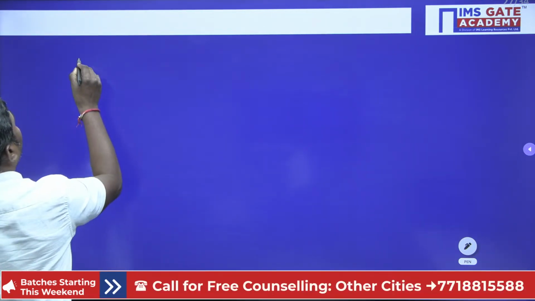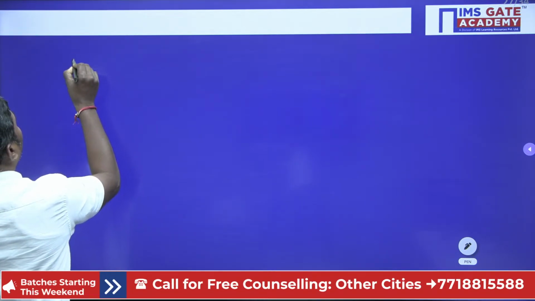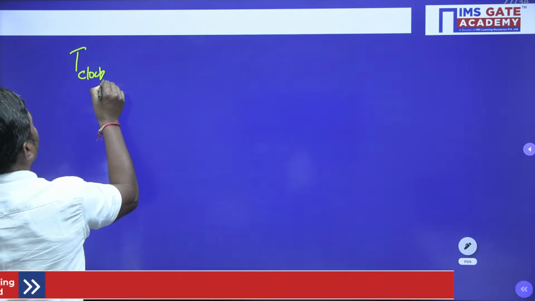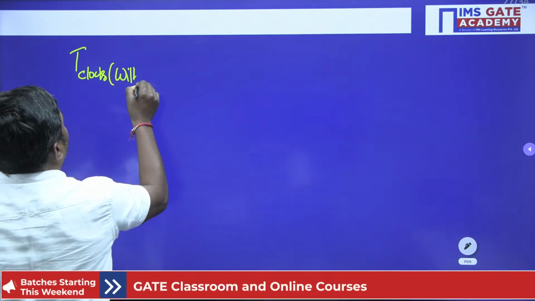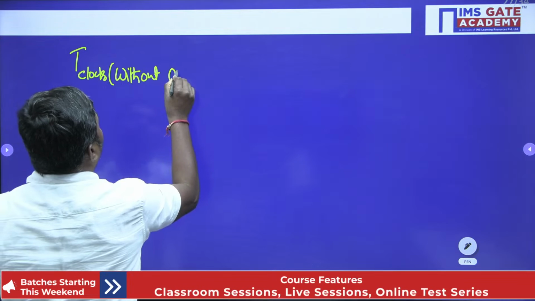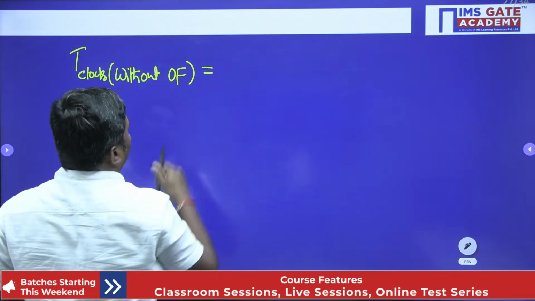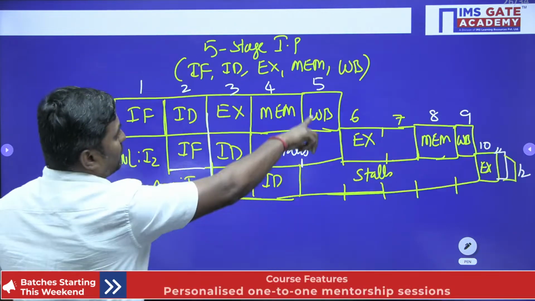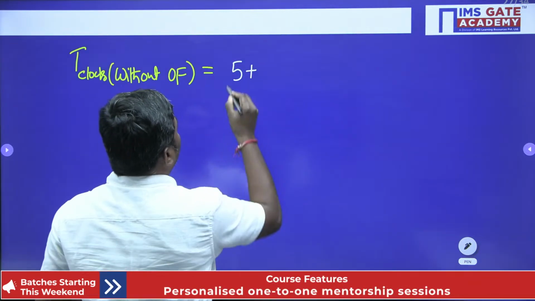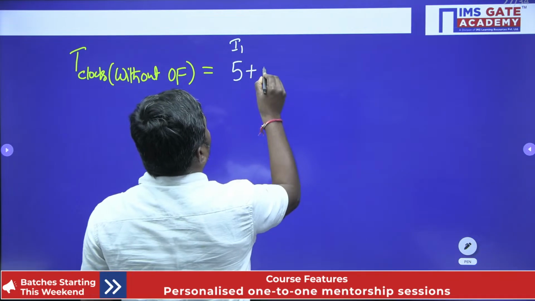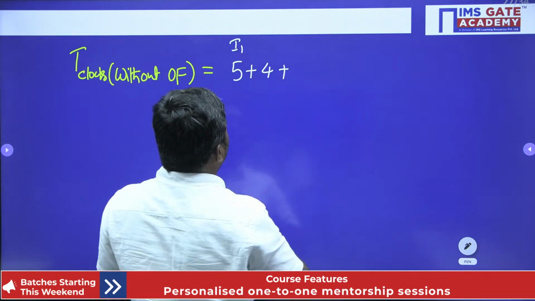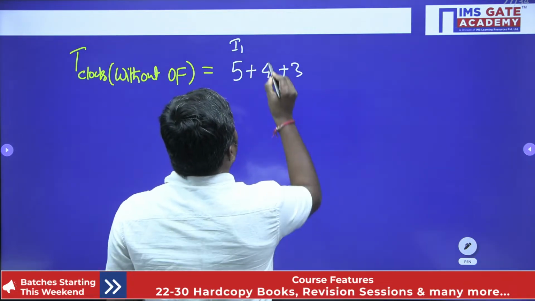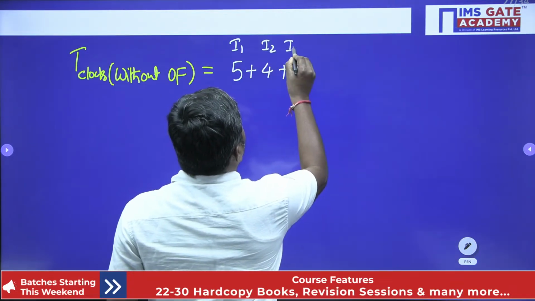Otherwise, you understand. So without operand forwarding, right? So clocks. The first instruction takes 5 clocks. Yes or no? 5 clocks only. Then the second instruction, I1, takes 4 clocks extra. Yes or no? 4 clocks extra. The third instruction takes 3 clocks extra. This is I2. This is I3.